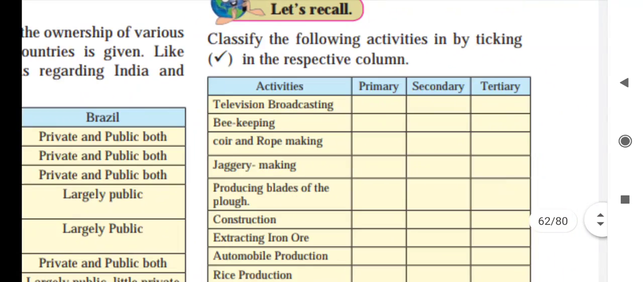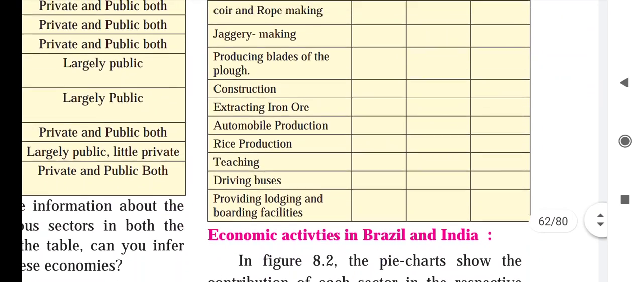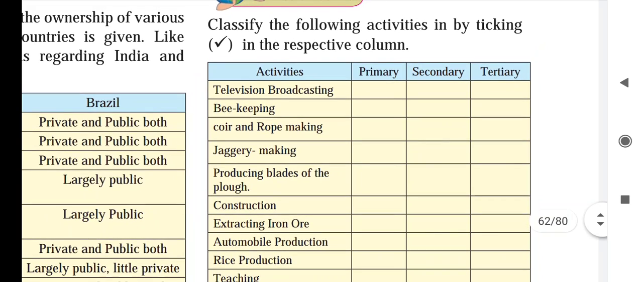Another activity is given here. Classify the following activities by ticking the respective columns. So see here, activities are given like television broadcasting, beekeeping, jaggery making, producing blade of the plug, and so on. Now we have to classify them, meaning television broadcasting will come in which activity, primary, secondary or tertiary, which type of occupation it is.